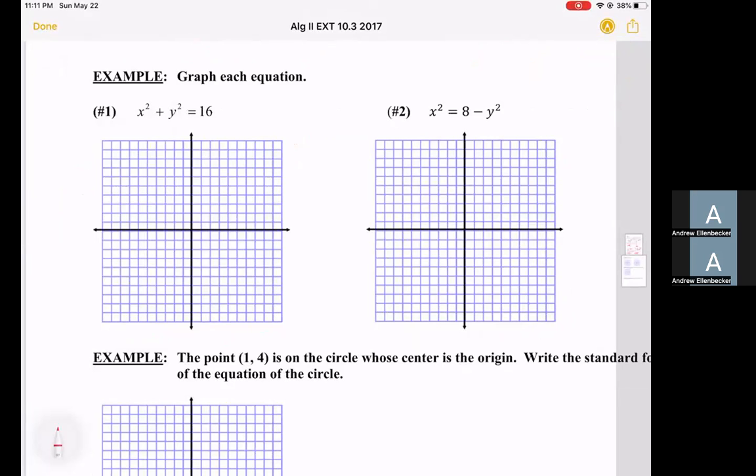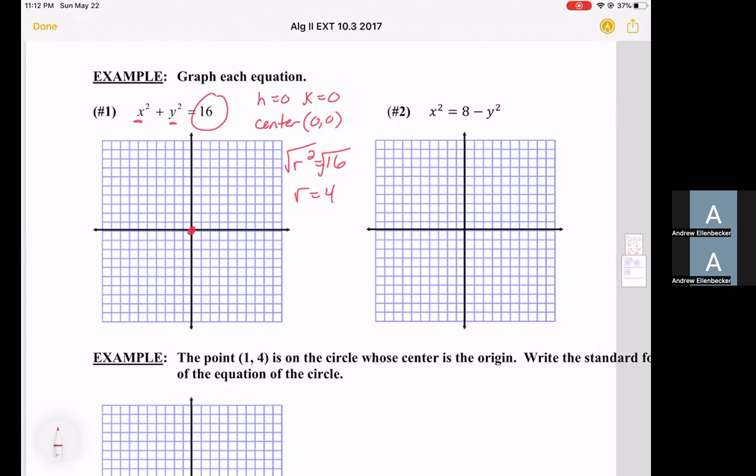So in number 1, since there's nothing subtracted from the x or the y, that tells us that h is 0 and k is 0, which means the center is at 0, 0. Okay, now r squared is 16. So we actually have to figure out what r is. So put down r squared equals 16. And to get rid of the squared, you take the square root. So r equals 4.